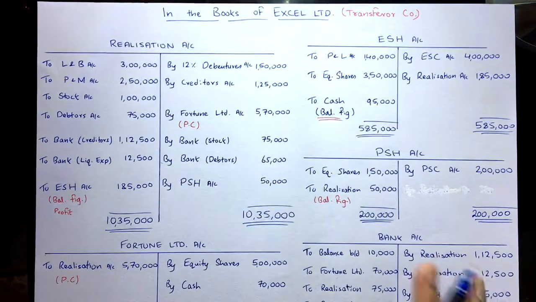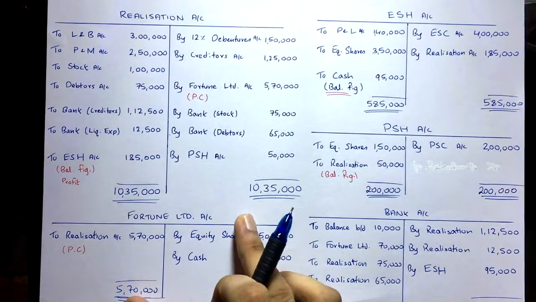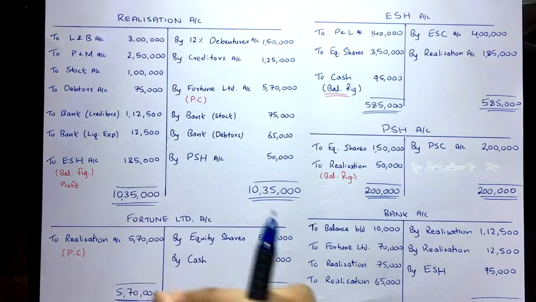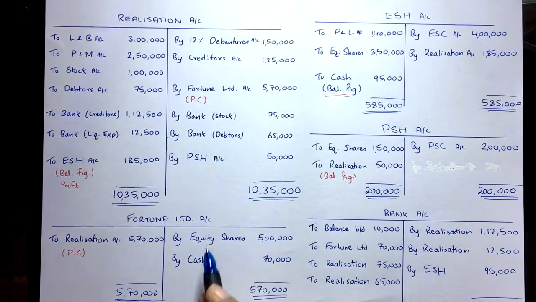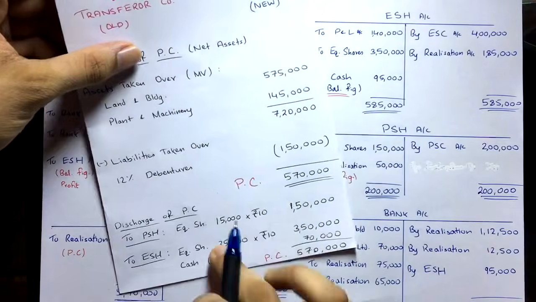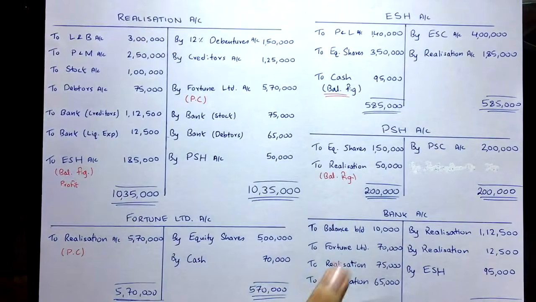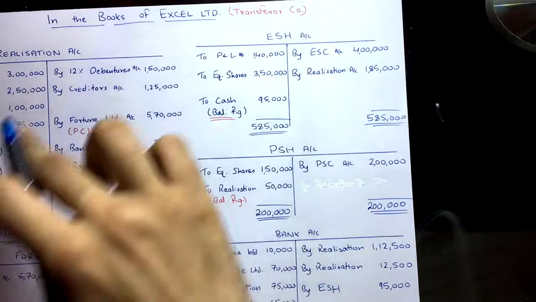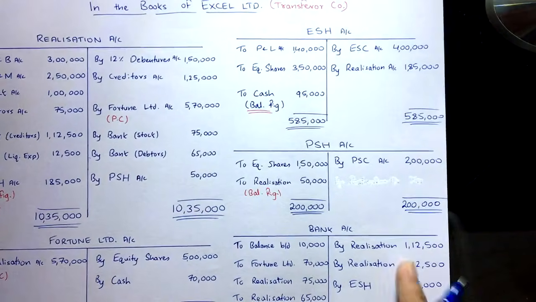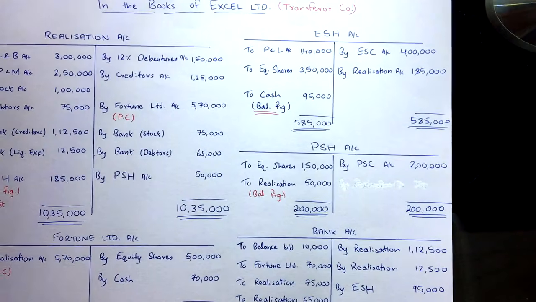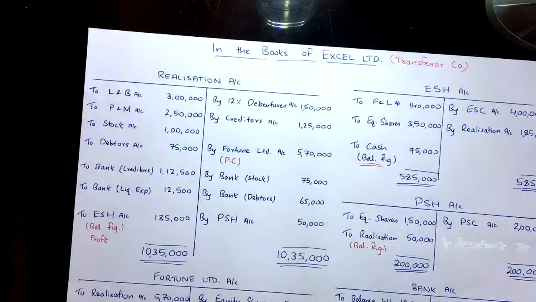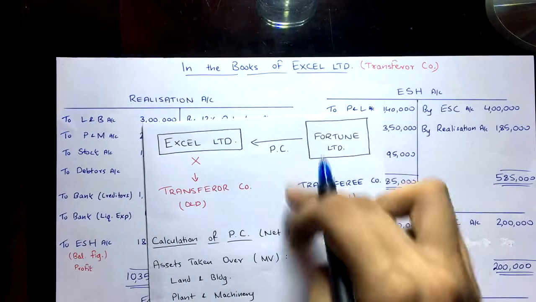And then you open the transferee account. In the transferee account, you take the purchase consideration and show in what forms the purchase consideration has been paid. And for this, you have to see the purchase consideration calculation. Simple as that. And then do the bank account at last from the cross postings from all the accounts. Simple as that. So now let's see the journal entries that you have to pass in the books of Fortune Limited, in the books of Transferee.